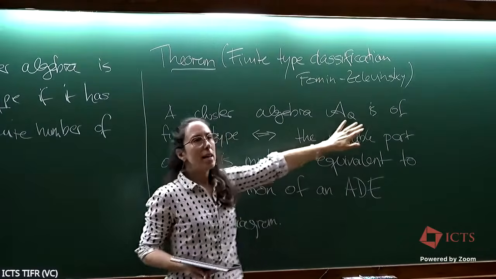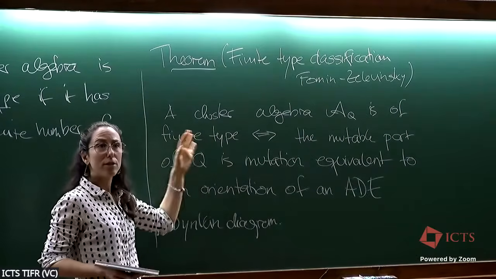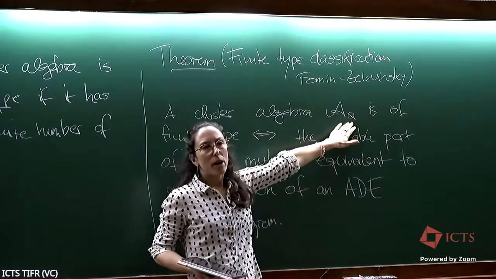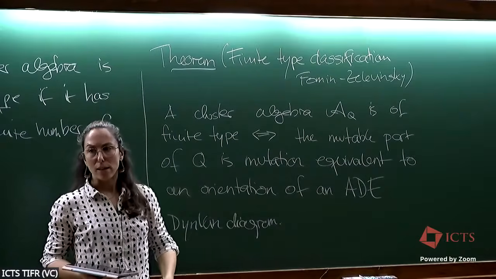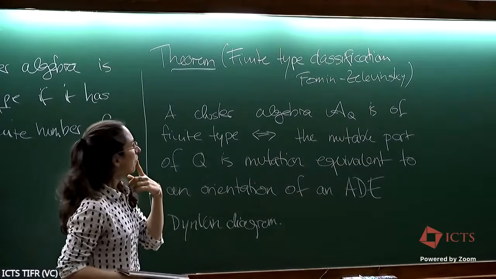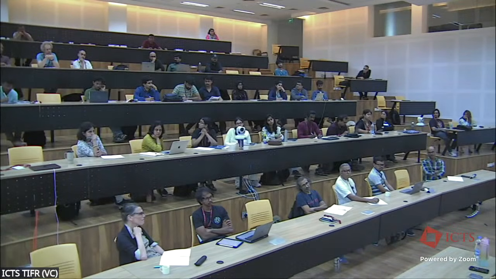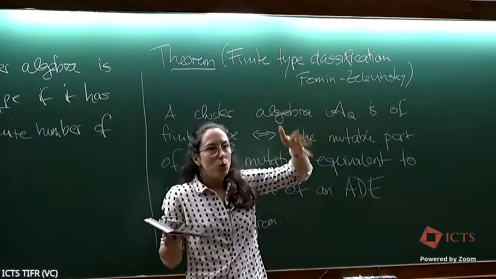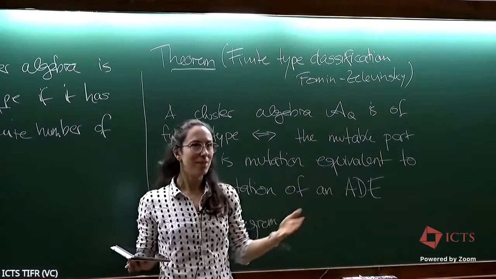And then moreover, to determine if the cluster algebra is of finite type or not, if there's a finite number of seeds or not, I only restrict my attention to the mutable part of Q, and then I can check if somewhere I will find an orientation of an ADE Dynkin diagram. Well, the recipe would be to look at the mutable part of Q. You can forget all the frozen variables and start mutating and see.